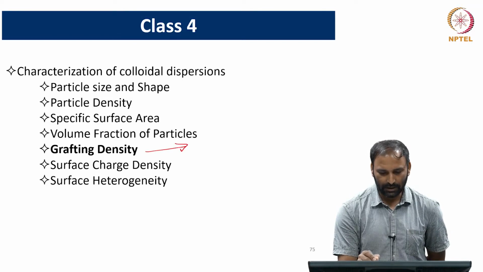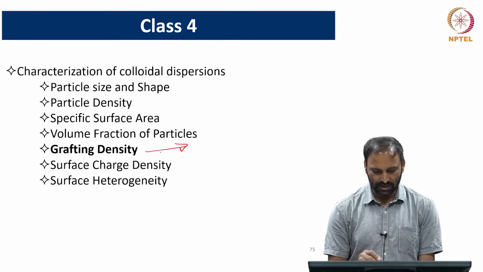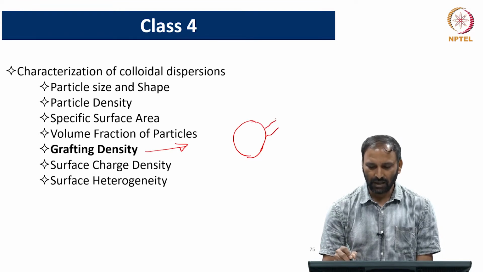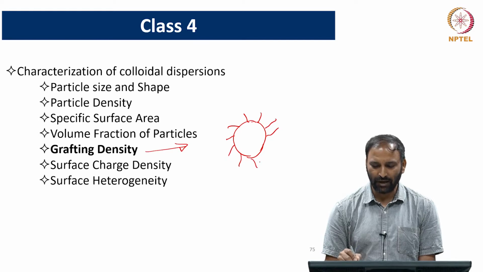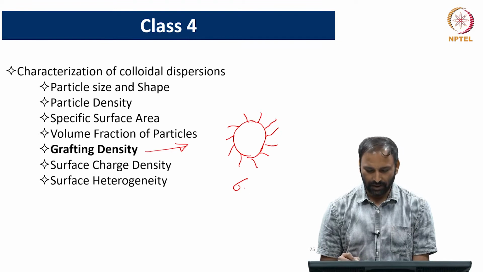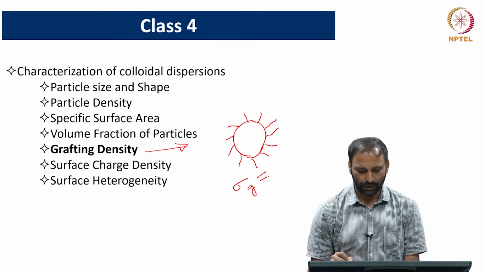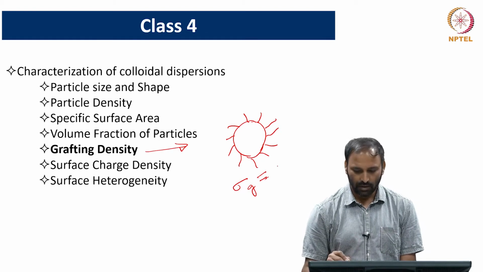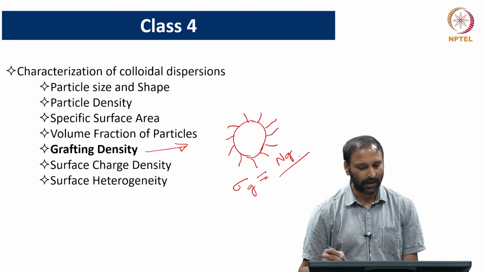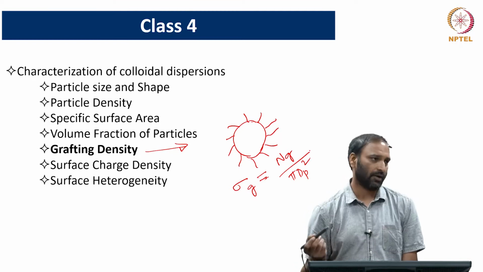We'll move on to the grafting density. We defined this parameter in the last class. It becomes important if you have particles with long chain molecules on the surface. The grafting density, which you can call sigma g, is defined as the number of grafted molecules per particle divided by surface area. For a spherical particle, that is pi dp square.